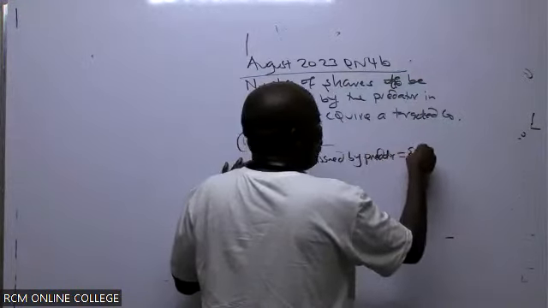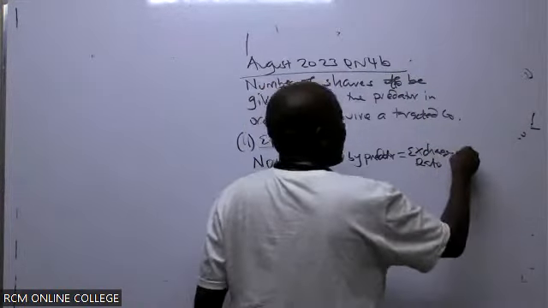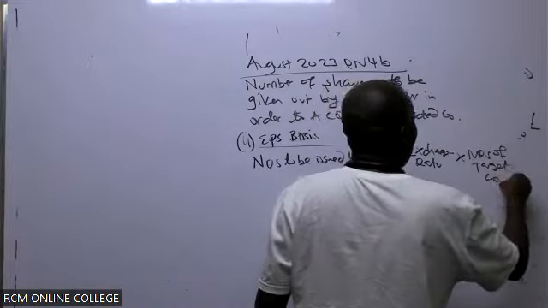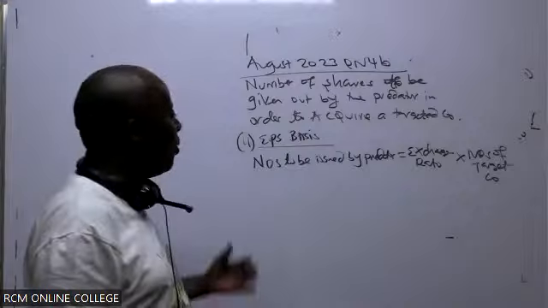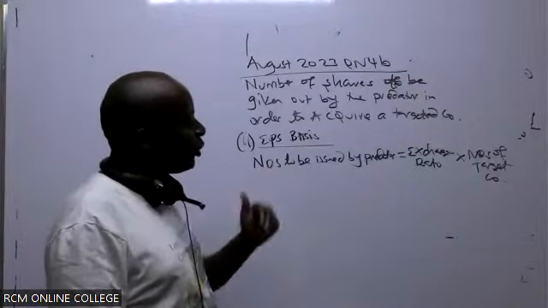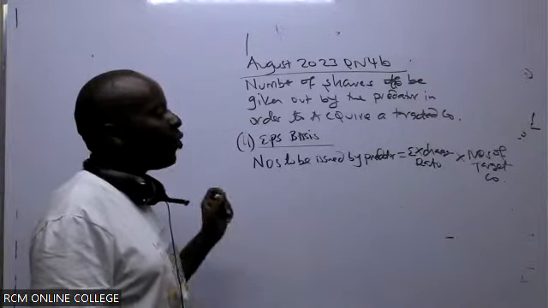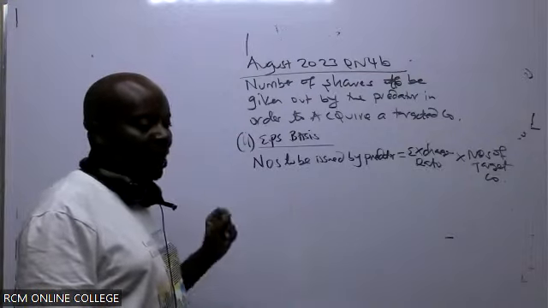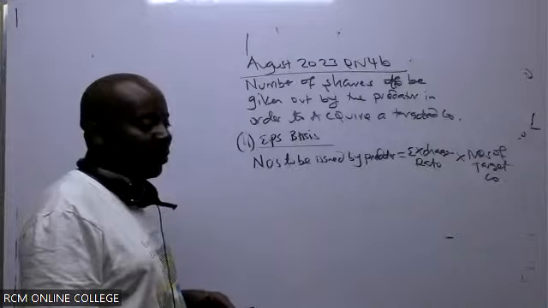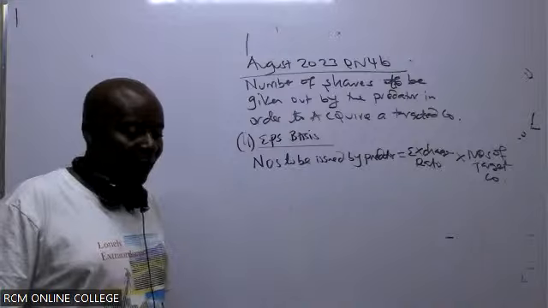We take the exchange ratio times NOS of the target company. Anytime they want us to give them NOS of the predator, NOS stands for number of shares to be issued out by the predator. Always take the exchange ratio times the number of ordinary shares of the targeted company.